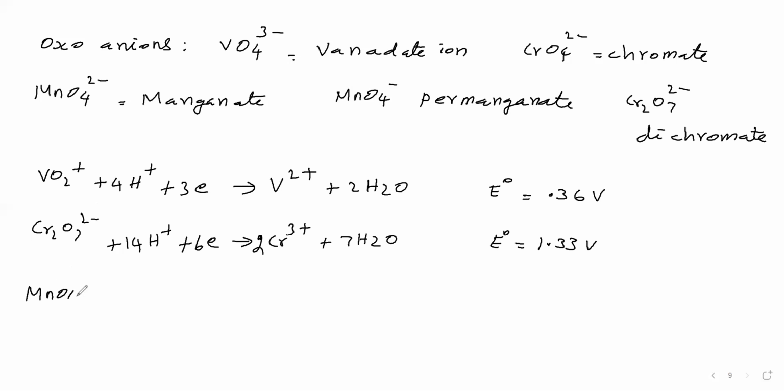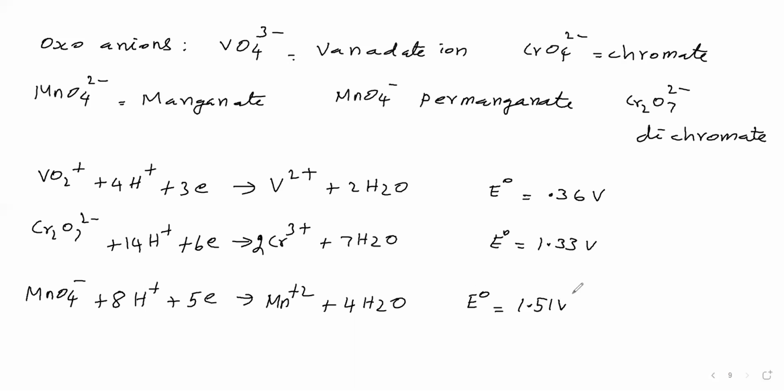Then we will take permanganate, converting into Mn2 plus. Oxygen is 4, therefore 4 water molecules. Hydrogen is 8, therefore 8 H plus. Then electrons: here minus 1, here plus 8, therefore plus 7. Here plus 2, therefore 5 electrons. For this the E0 is 1.51 volt.